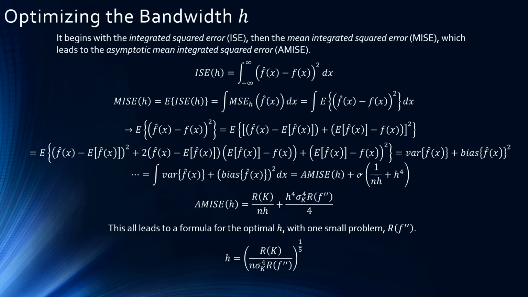These variance and bias terms are approximated using a Taylor series approximation. The result is this AMISE and this little o term. The little o term is a leftover term from the Taylor series approximation, which is an error term, so it's not of interest. What we're going to focus on instead is the AMISE, where you get this function of h right here. The only problem with it is that there's this roughness of the second derivative of f, which is the true density, which is, of course, unknown.